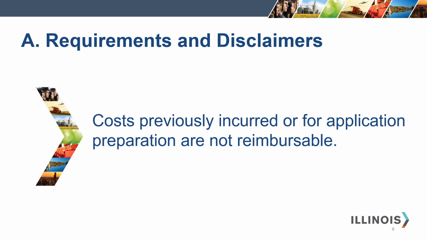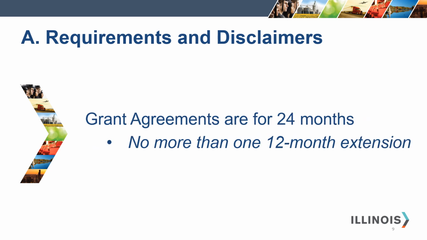Costs previously incurred, such as design, as well as costs incurred in preparation of applications and local income surveys, are not reimbursable under this grant application. A grant agreement will be issued for a contract period of 24 months for public infrastructure, housing rehabilitation, and economic development grants. All projects must be operational at the end of the 24-month grant term. No more than one 12-month extension may be considered.